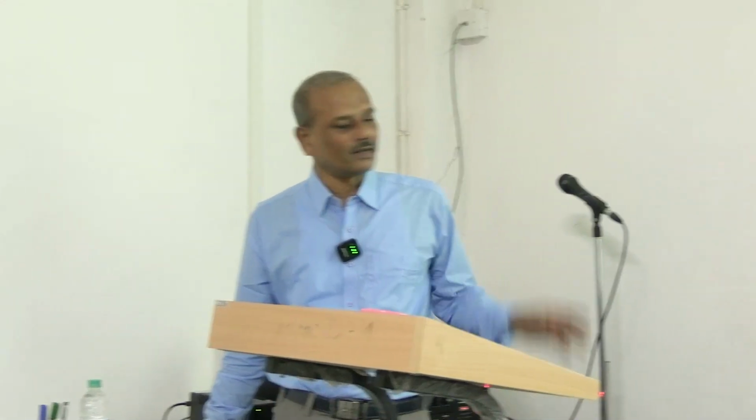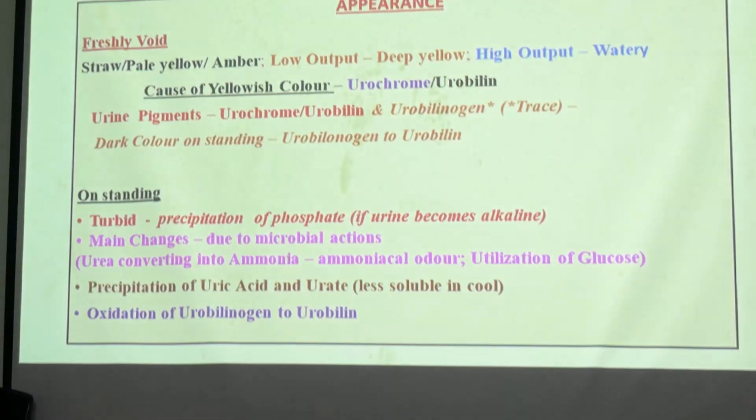Do not try each and every parameter in one class; each class will take one parameter. Next week I'll take only the sugar class, that will be dedicated 1 hour. These 2 hours will be only for one parameter. So the cause of urine color, yellowish color, this is a common question asked.